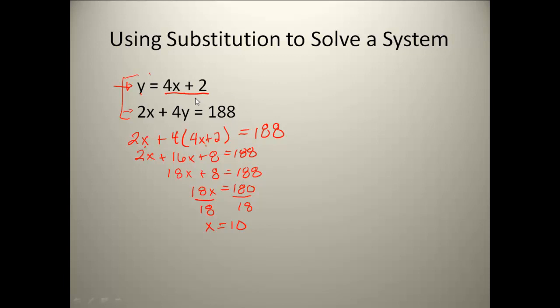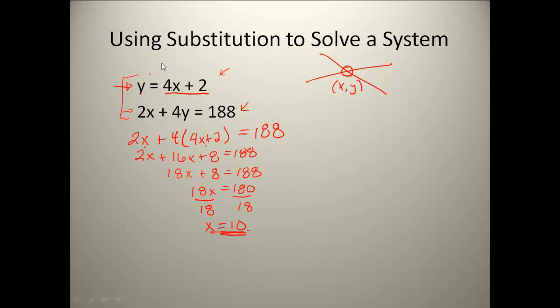Now, what you have to realize is we have only found one piece. Because remember, when you have a system, what you really have are two lines that intersect, and we're looking for that point of intersection. Well, our point of intersection is always an x-y pair. I only have found one piece of my solution. So what I need to do now is go and substitute this back in to either of my equations. It doesn't matter which one you pick.